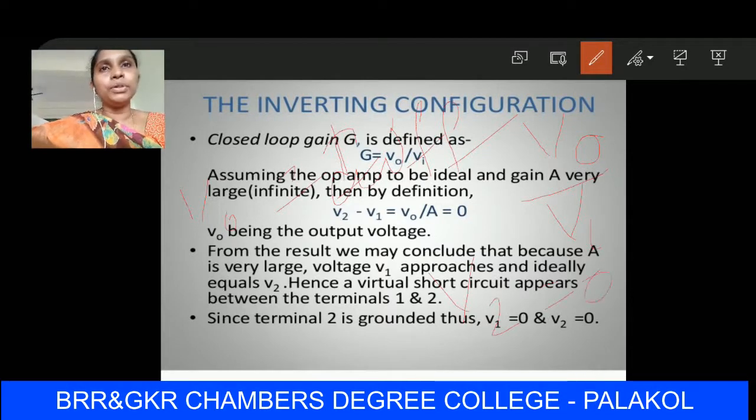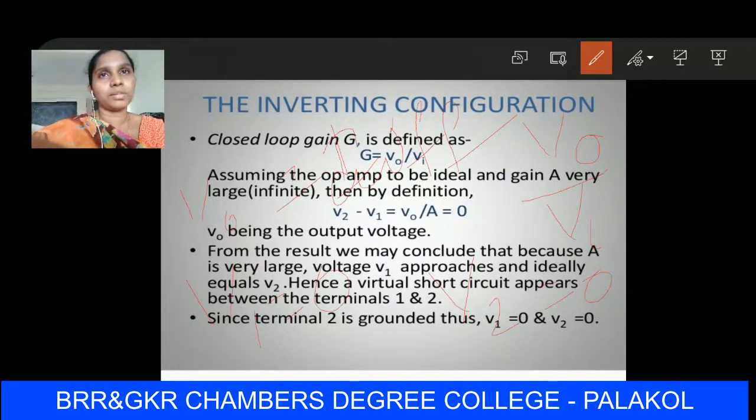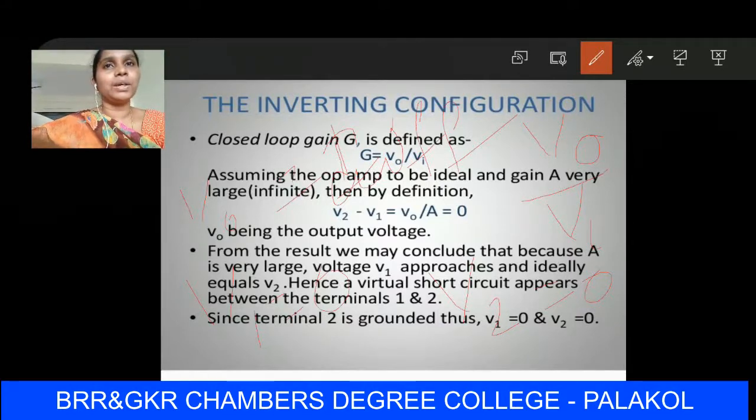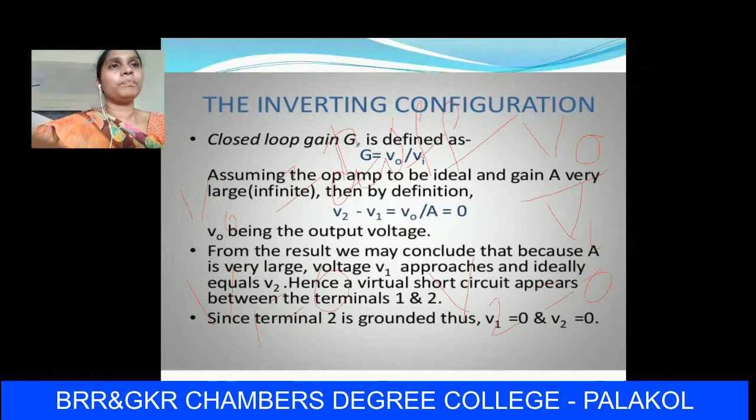Ground is nothing but V2 is equal to 0. By considering the virtual ground concept, V1 is also automatically 0. So that's why it is called the virtual ground concept. That means when the current flowing in the V2 terminal is equal to 0, automatically the current flowing in the V1 terminal is also 0. So that is called the virtual ground concept.